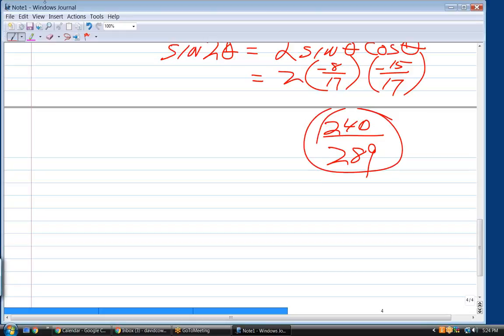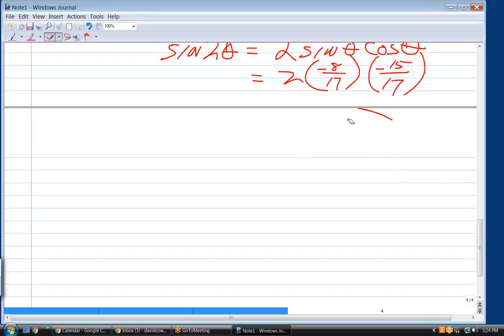Simplified even. Okay, so now let's figure out cosine of 2 theta. And we have 3 identities. One of them has both sine and cosine involved. One of them has only sine involved. One of them has only cosine involved. Which one? We could use any of the 3. We know all 3 functions. Seems we'd be better off using one that only uses one function.